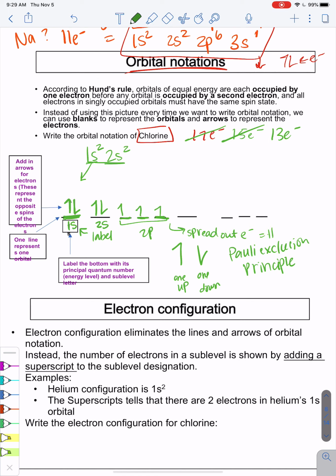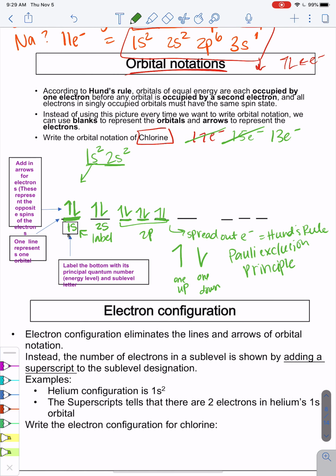Okay, this is Hund's rule, that they have to spread out in their orbitals before they can come back and pair up. Okay, and so we used all 6 places of the p orbital. So now we have used 10 total electrons. 2 plus 2 plus 6 is 10. So we have 7 electrons left.